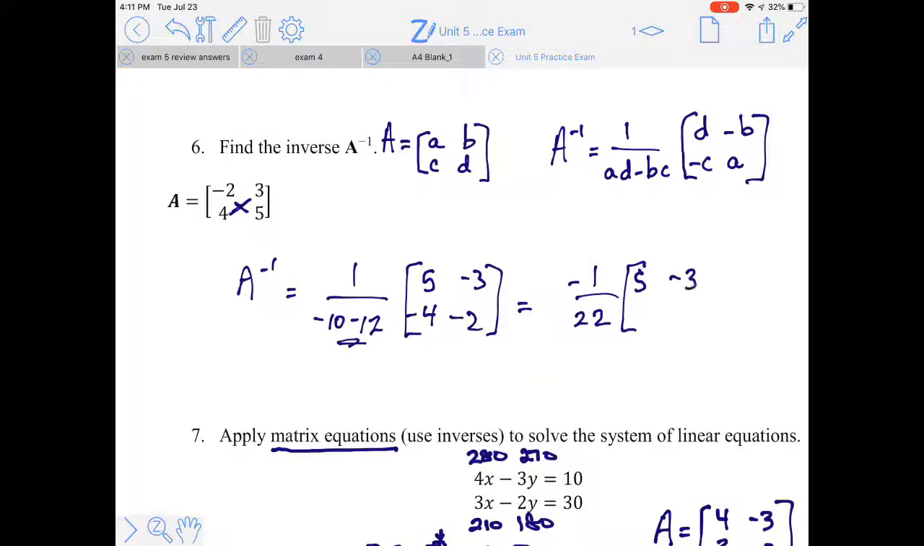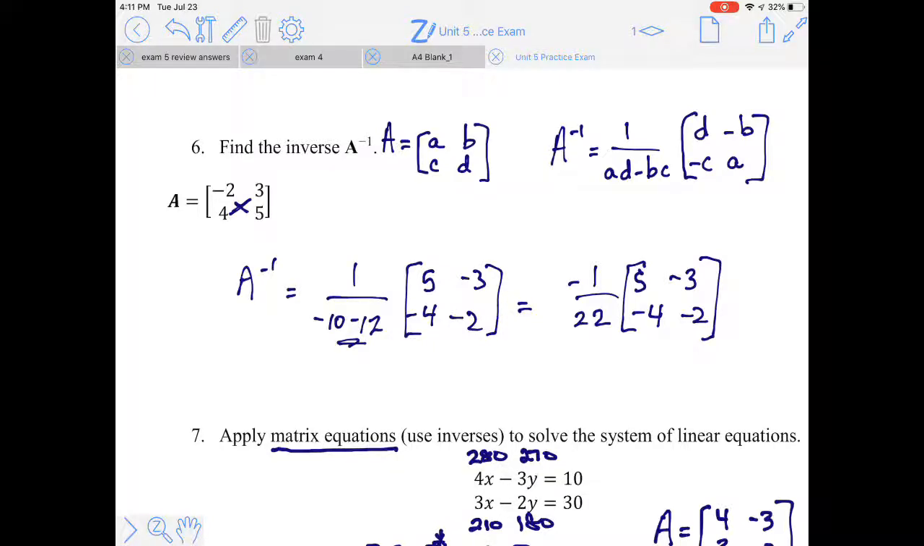And then you multiply this matrix: 5, negative 3, negative 4. And you can leave it like that. We don't need to do anything else. If you multiply the negative 1 over 22 into the matrix, I'm not going to mark it wrong, but it's fine to leave it like that. If we just leave it as is, we're okay. That's fine.